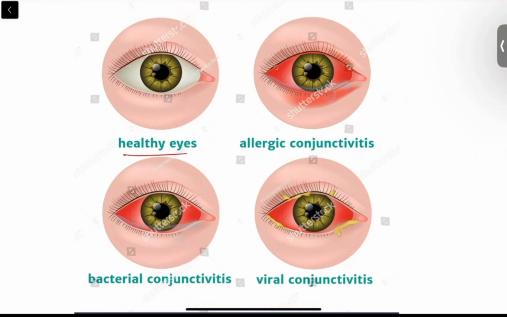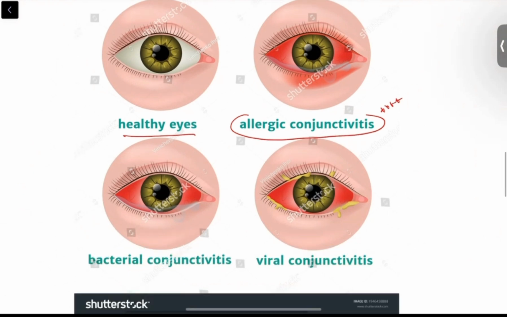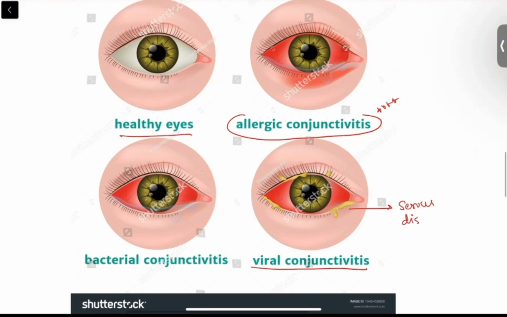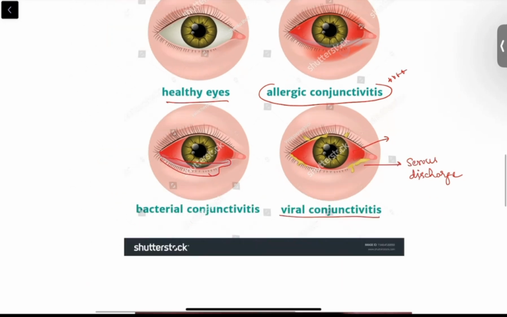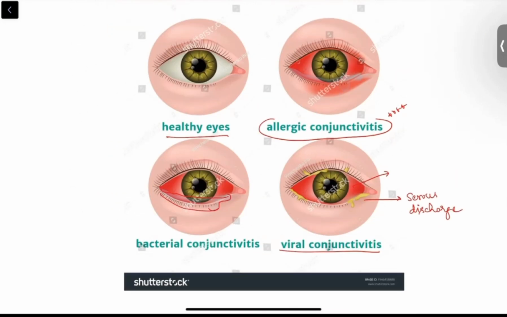These are healthy eyes. Allergic conjunctivitis, it is hyperacute, redness is there, severe itching will be there. In case of viral conjunctivitis, serous discharge is there, watery discharge, so hence it is leaking out. And then along with that, redness, these are all common for all types of conjunctivitis. In bacterial, again, mucopurulent discharge is present, like pus-like discharge, and redness is common again. So these are the types of conjunctivitis.